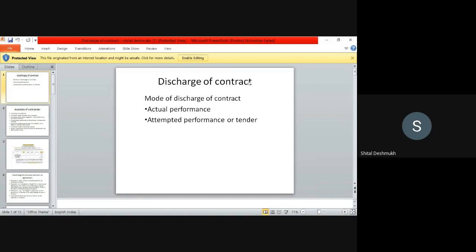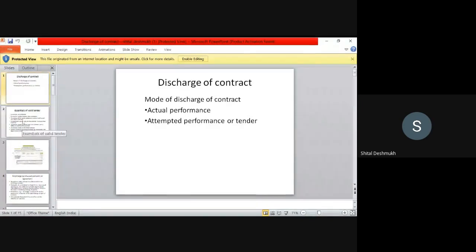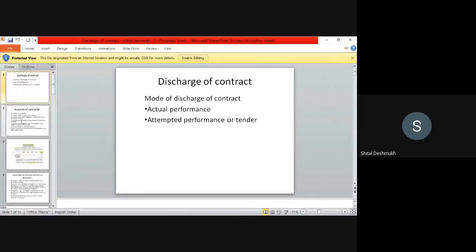A valid tender of performance is equivalent to performance. So we have certain essentials of a valid tender. Tender is always by one party. It is an offer to perform, and the tender is open to all. Whether the other party will perform or not depends on their wish. So that is a tender. So there are some essential conditions of a valid tender.